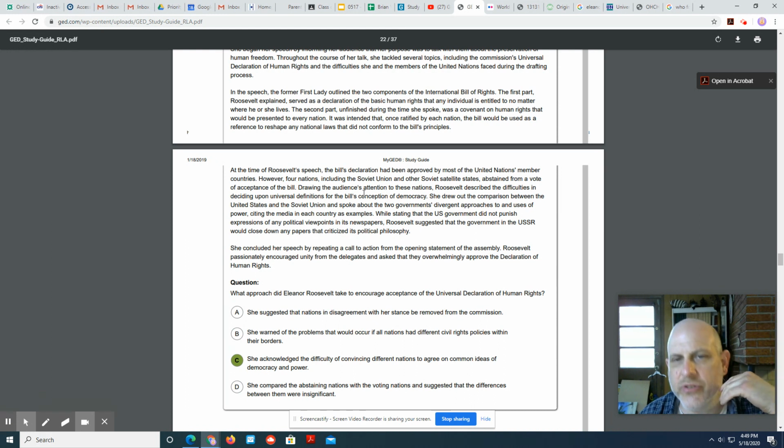So 4 nations, the Soviet Union, said, no, we don't agree. Roosevelt described the difficulties in deciding upon universal definitions for the bill's conception of democracy. A lot of big words. Let me explain what that means.